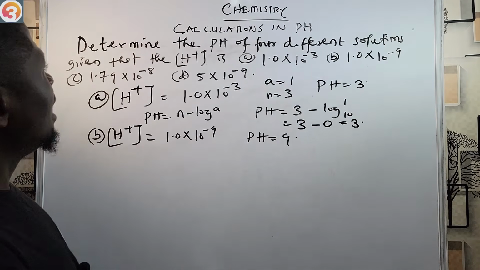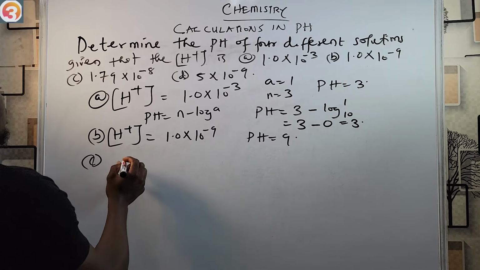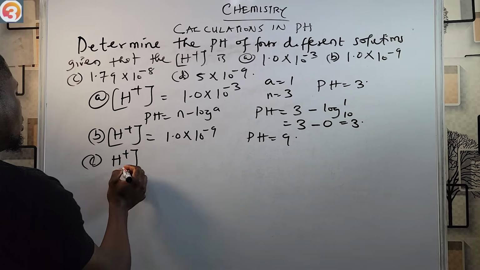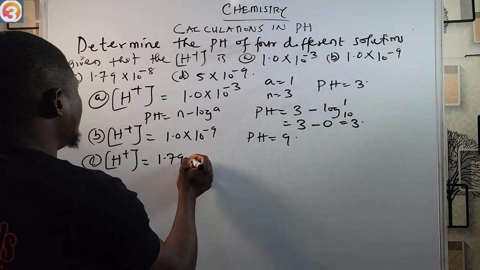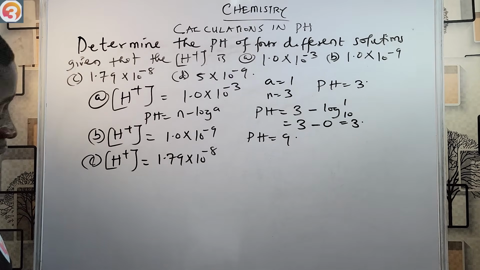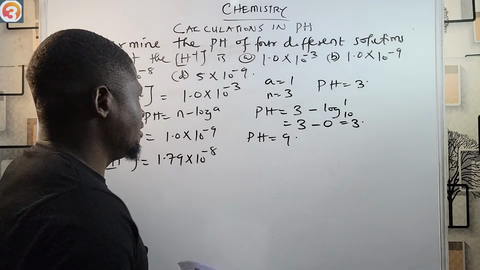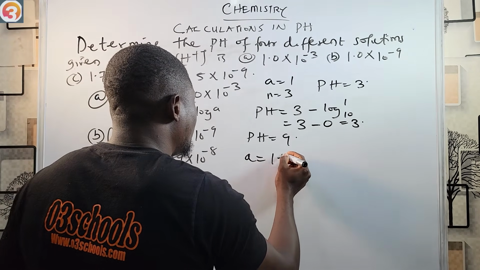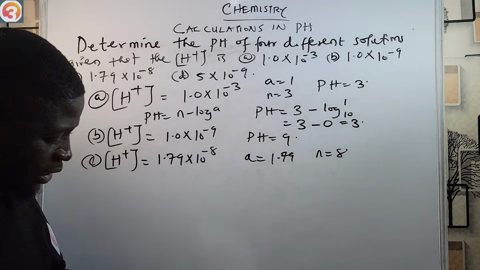Okay, now that I've known that, let's see the third one, C. We're given that the hydrogen ion concentration of this one is 1.79 times 10 to the power minus 8. All right. So this is different from the first two we have done, because A here is 1.79, and N here is 8.